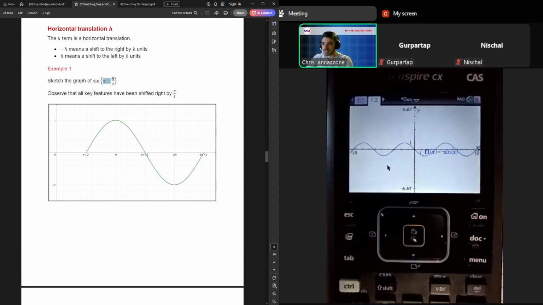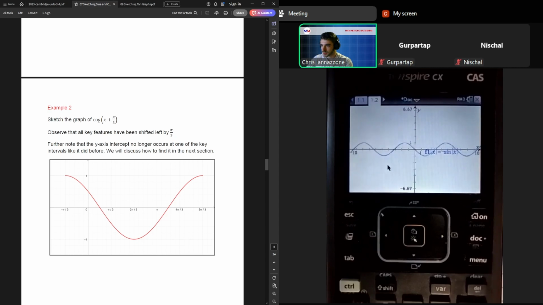So when you have x minus pi over 2 in your sine, instead of it starting at 0, we're now starting at pi over 2 instead. It's shifted right by pi over 2. That also means we're not stopping at 2 pi anymore. We're now taking the upper bound that was 2 pi, and we're shifting it pi over 2 forward.